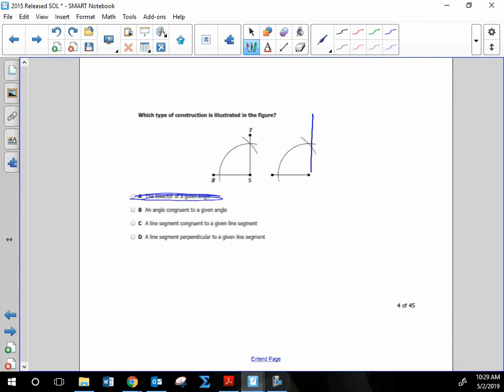Angle congruent? Possible. Line segment congruent to a given line segment. What do you mean by angle congruent? The two angles are congruent. What two angles? This angle and this angle. The 90 degrees. So when you connect that in, this is what the construction shows.